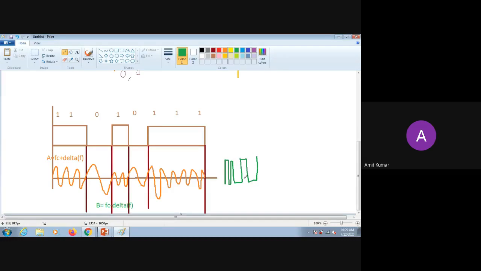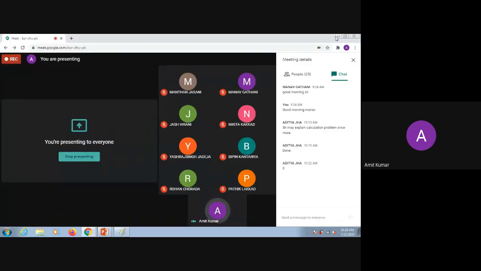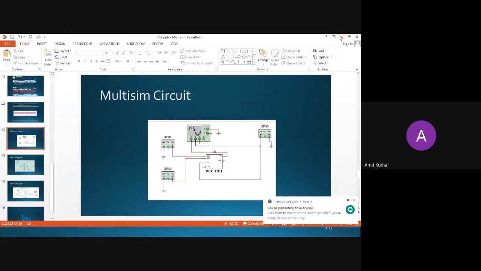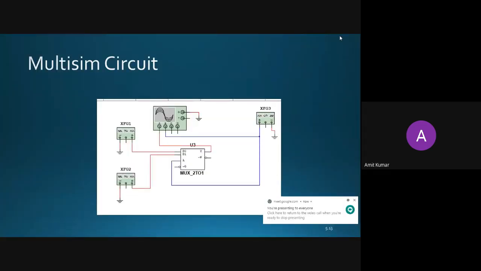So we don't want to reproduce the digital signal again. So we are facing that challenge. That is the first circuit we have thought of, and we have found this challenge. So we will demonstrate that circuit in Multisim. Then we will go for the other circuit.